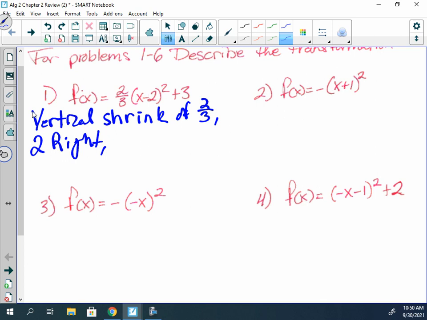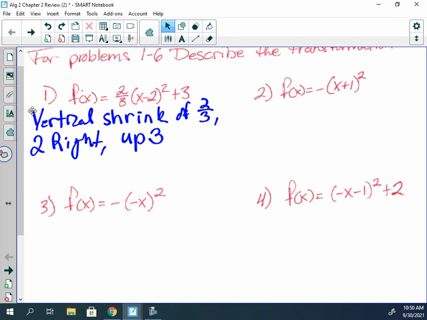And that brings us all the way to the +3. Well, the +3 would be up 3. So the transformation for problem number 1 would be a vertical shrink of 2/3, followed by right 2 and up 3. And that would be it. Any other questions on number 1? Any other questions on 2, 3, 4, 5, or 6?